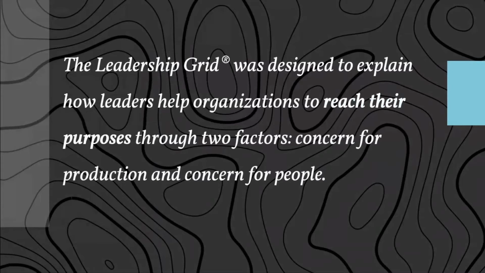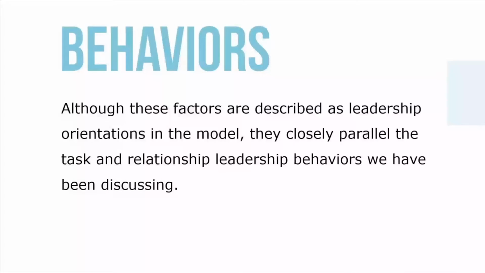The leadership grid was designed to explain how leaders help organizations to reach their purpose through two factors: concern for production and concern for people. Although these factors are described as leadership orientations in the model, they closely parallel the task and relationship leadership behaviors that we've been discussing in both the Ohio State and Michigan leadership studies.